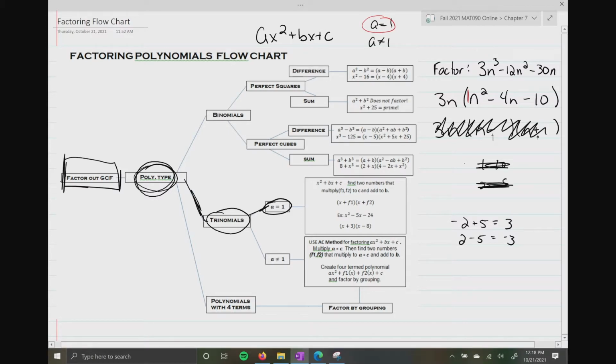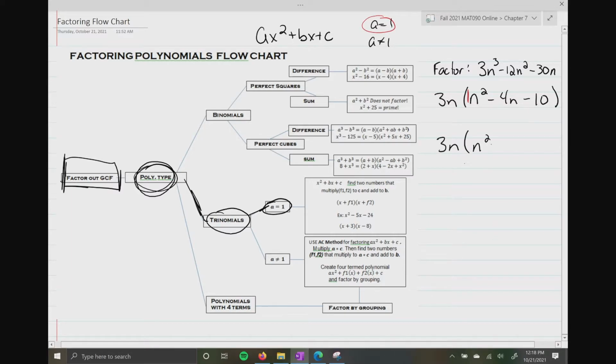So our final answer, and I'm just going to erase all this now. Our final answer for this problem is 3n times n squared -4n -10. Okay? And that is what the first problem looks like. All right? So I'm going to go ahead and erase stuff, and I'm going to do another one for us.